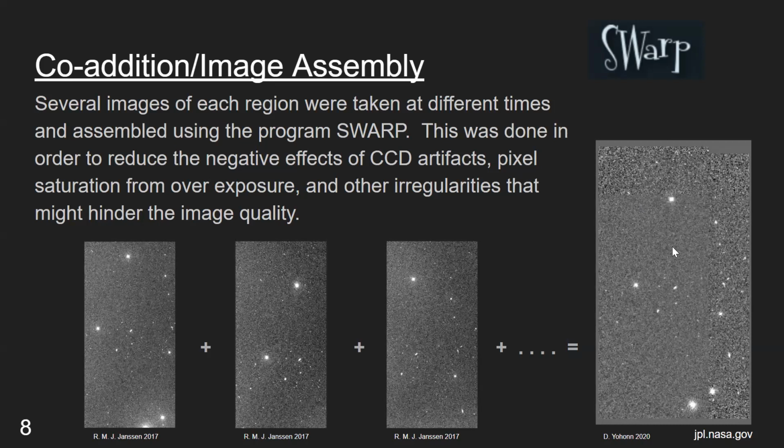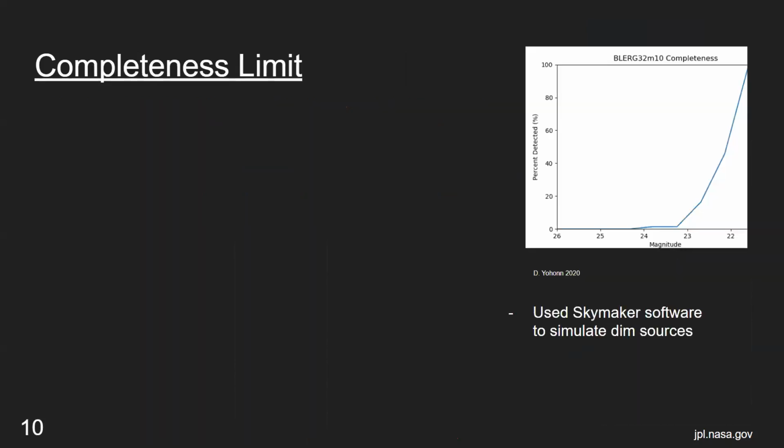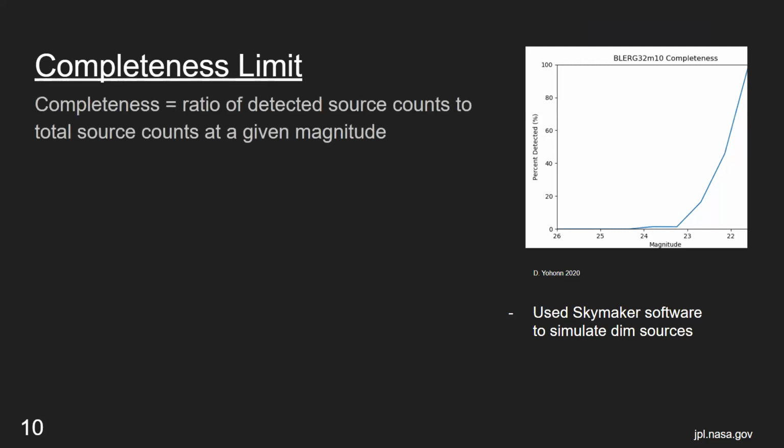All right, so in order to find the image depth and confirm that we have deeper images for better analysis, we look at the completeness limits of the surveys. Completeness is a statistical term, which means we have a reasonable fraction of galaxies that we're looking at that are usable for our data. So completeness is a ratio of the detected source counts to the total source counts at a given magnitude.